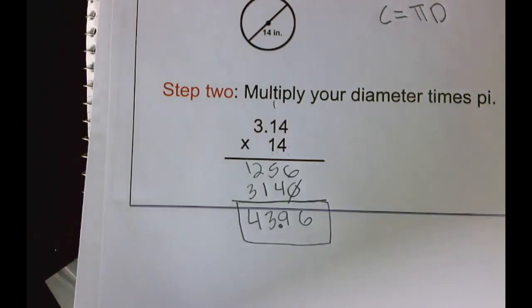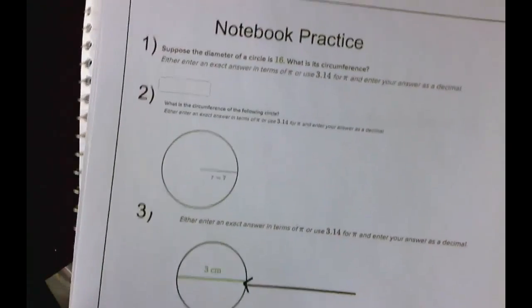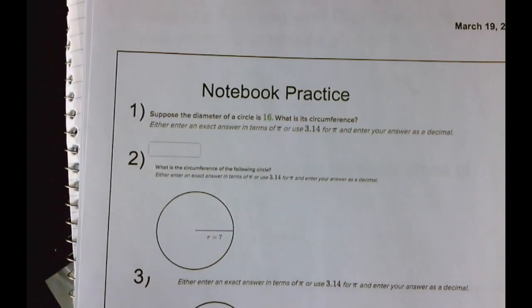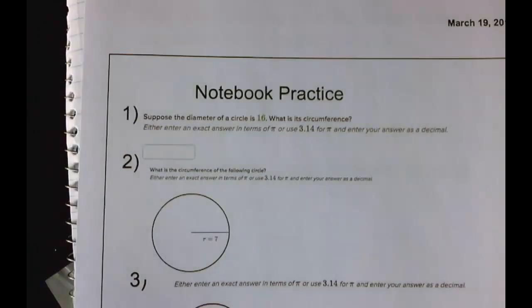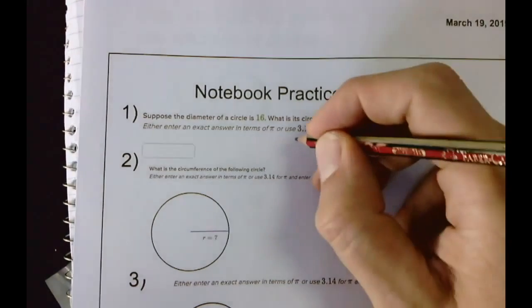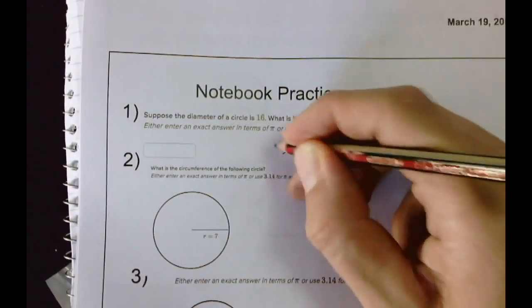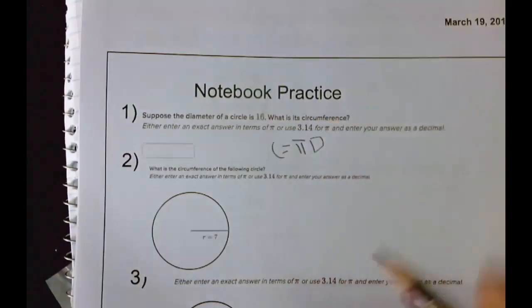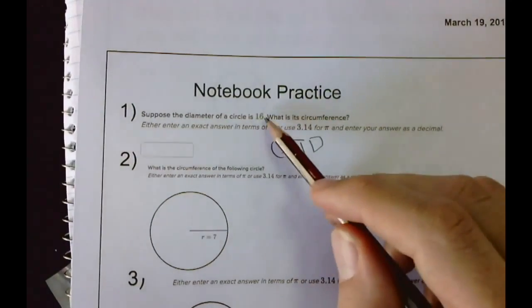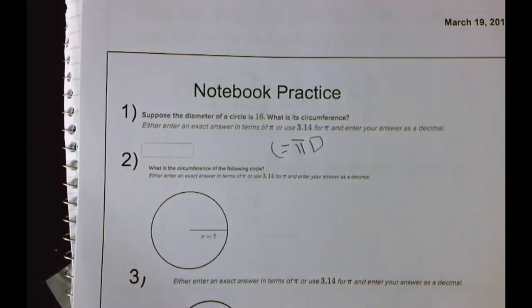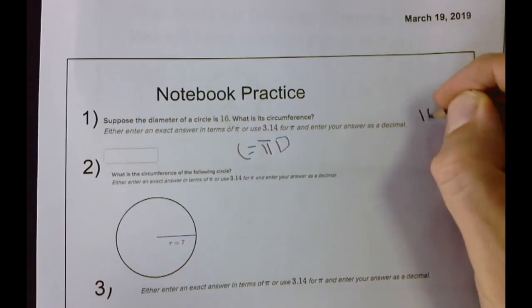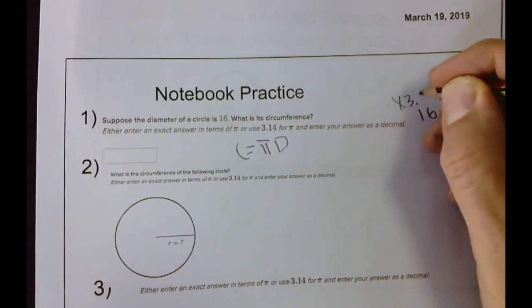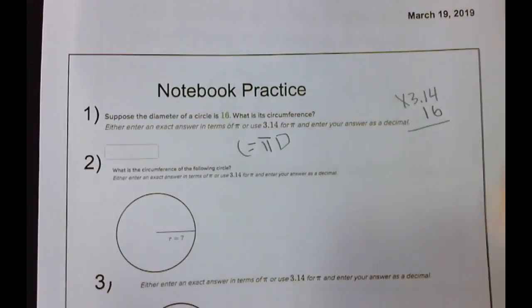Let's do a few more examples. Suppose the diameter of a circle is 16. What's its circumference? See how there's no circle drawn here. But we remember that to find the circumference of a circle, we multiply pi times diameter. We've already discovered our diameter, which is 16. So we can go ahead and multiply. So 16 times 3.14.